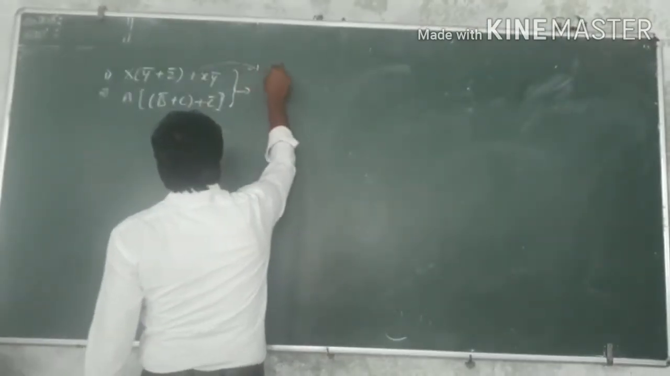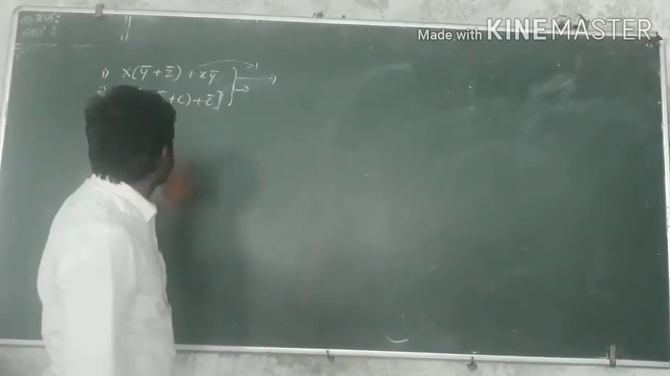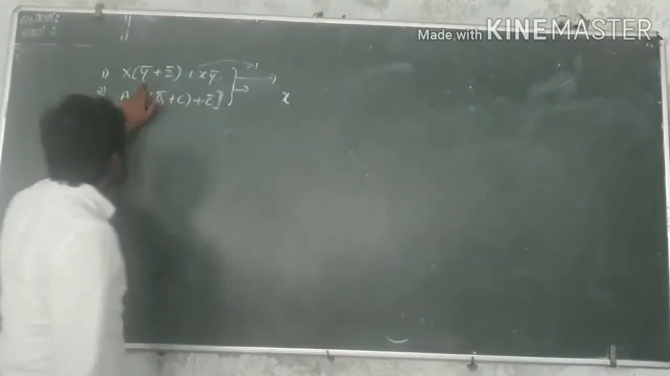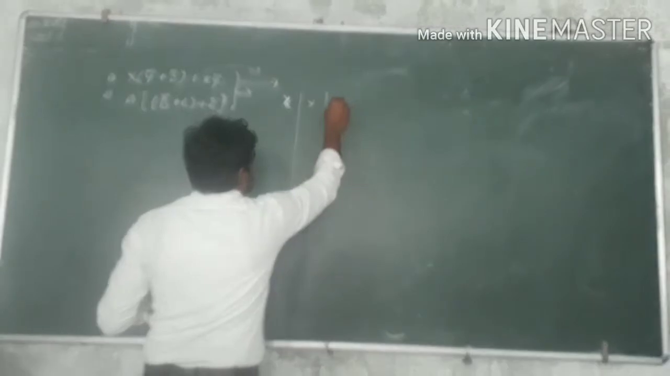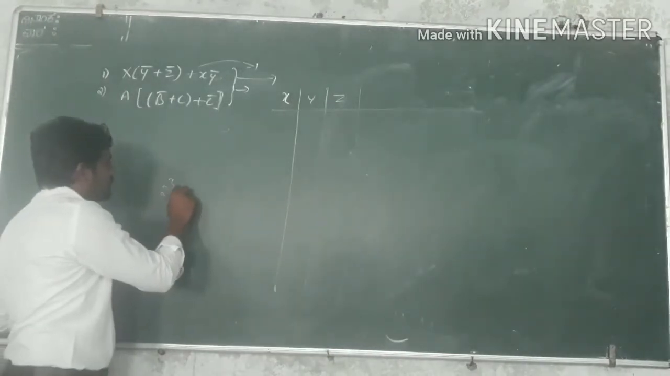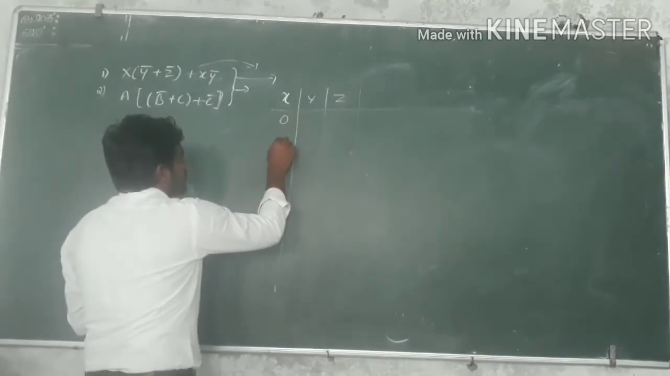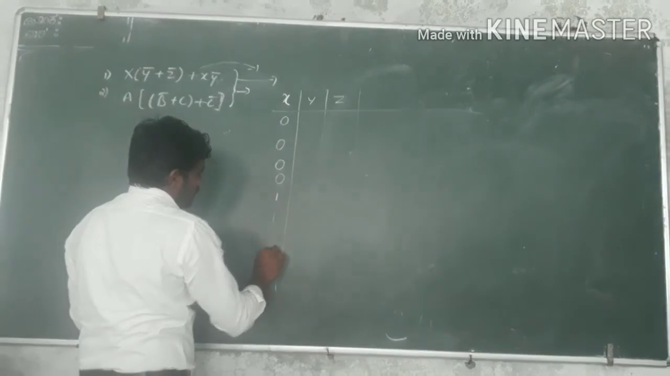So let us consider the first one. So first what we need to do here? First we need to write down the total number of variables: x, y and as well as z. So total we have 3 variables. Write down the 3 variables x, y and z. As I told you, 3 variables is nothing but 2 to the power of 3, that is nothing but 8 over here. So 8 in the sense 0, 0, 0, 0, 1, 1, 1, 1.